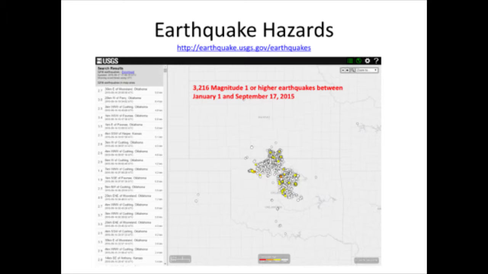Okay? So in this case, my cheat here was I went in and queried for all the earthquakes in Kansas between January 1st and September 17th of this year, magnitude 1 or higher. And that was the result. I zoomed out a little bit because I wanted to highlight the spatial pattern formed by the earthquakes. Over 3,000 magnitude 1 or higher earthquakes.